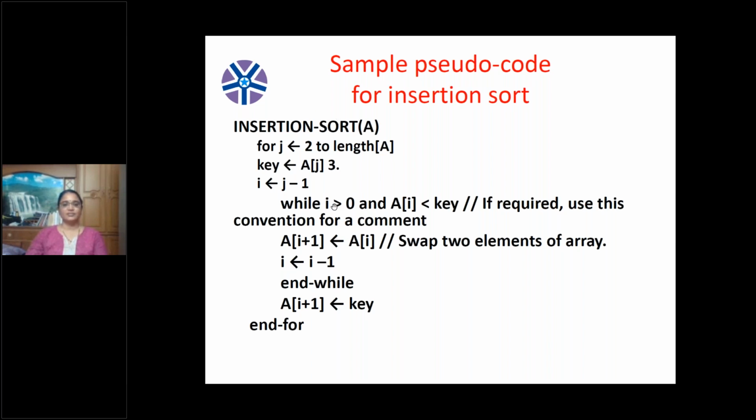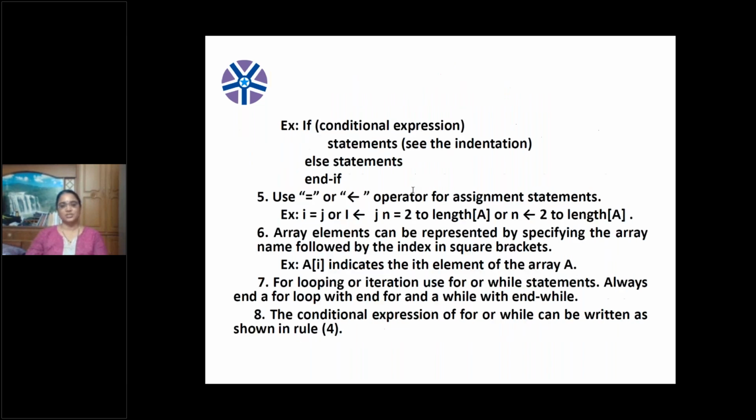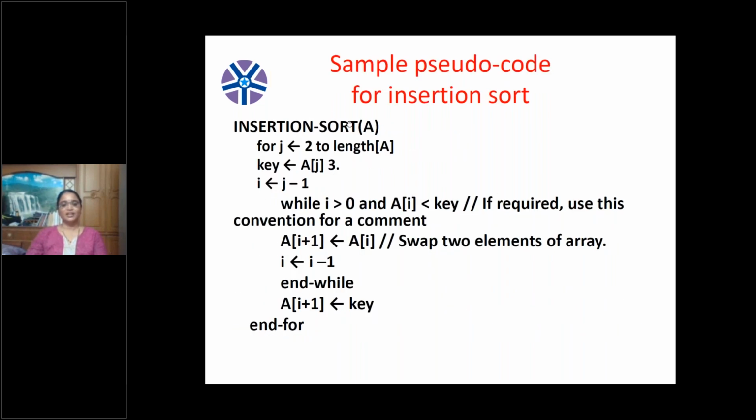First condition, see whether the condition is followed or not. First condition, give a valid name for the pseudocode procedure. So see here we had given a valid name, insertion sort, and we are considering an array A, which is a list. Array indicates a list of elements. For j = 2 to length of A, that means assigning the value 2 to j, key equals A of j, and i equals j minus 1.